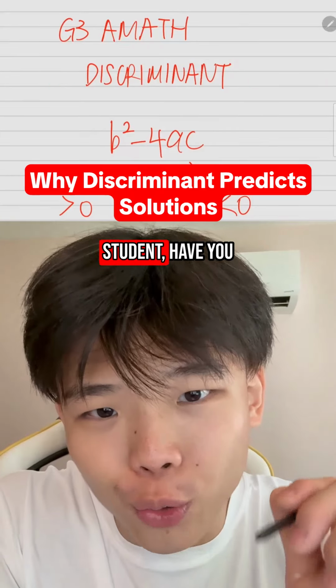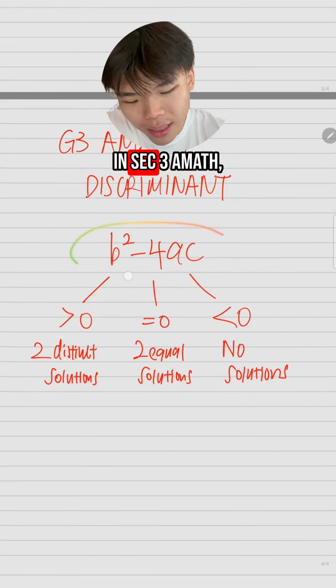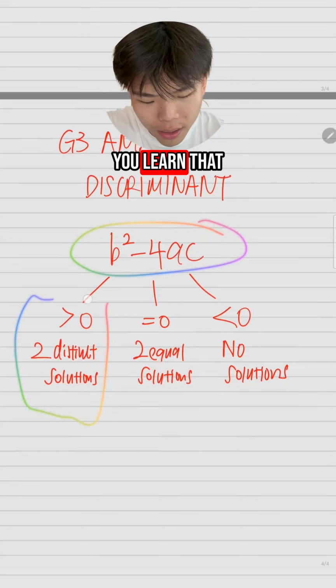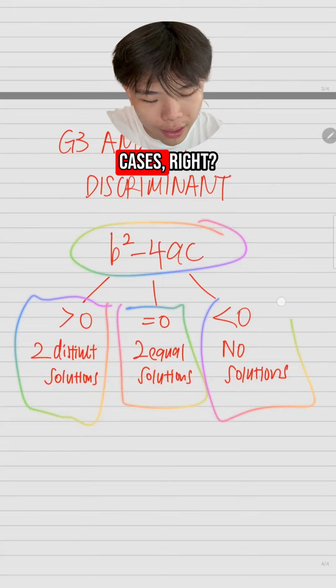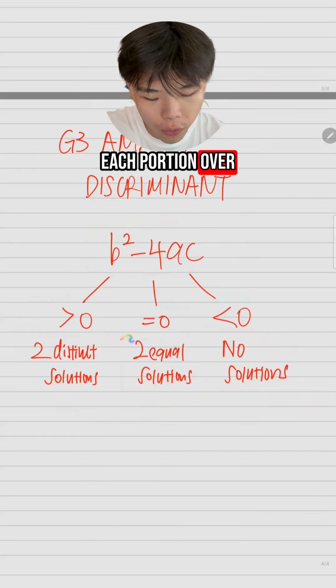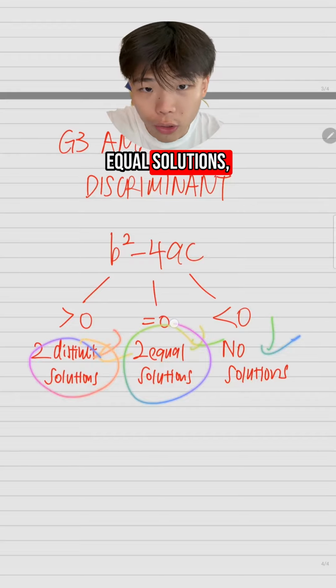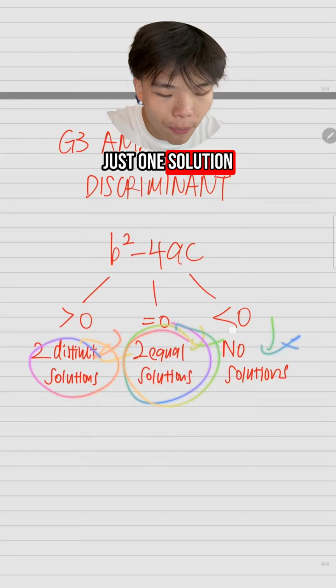If you're an A Math student, have you ever wondered how the discriminant actually works? In Sec 3 A Math, Chapter 1, you learn that the discriminant has 3 different cases, whereby it's positive, equals 0, and negative. Each case represents a different number of solutions: 2 solutions, 2 equal solutions, which is essentially just 1 solution, and no solutions.